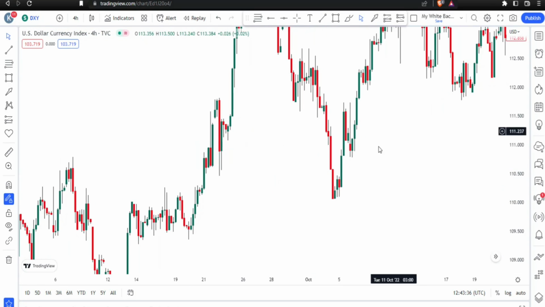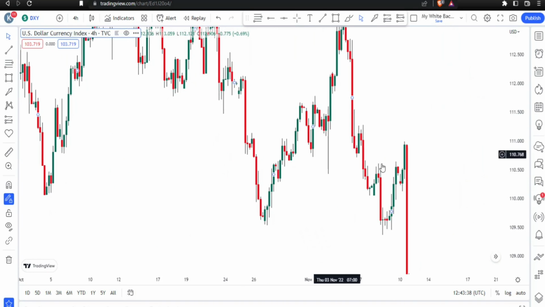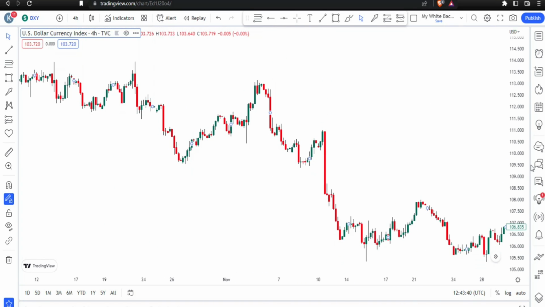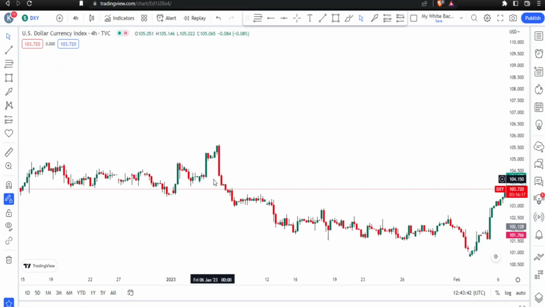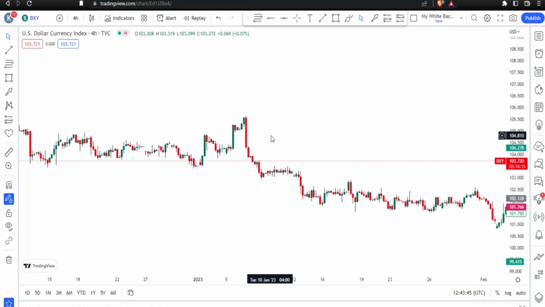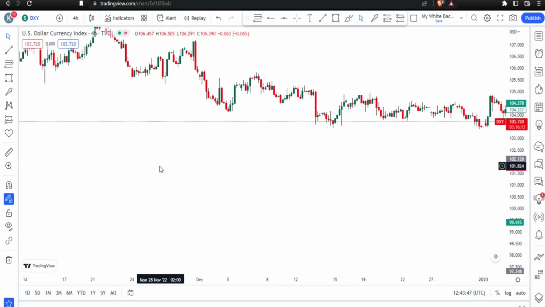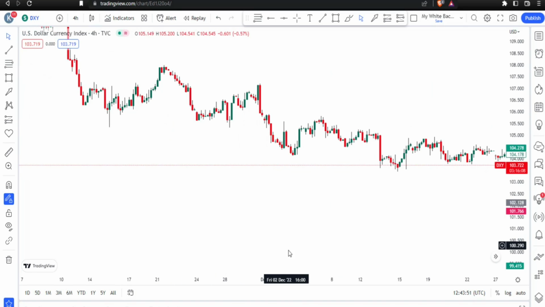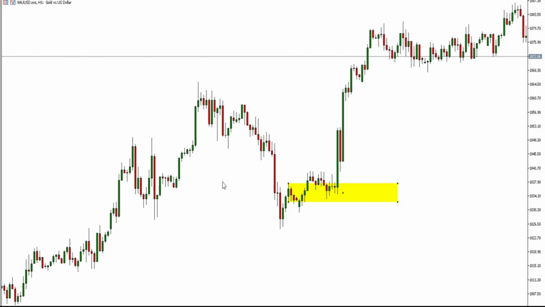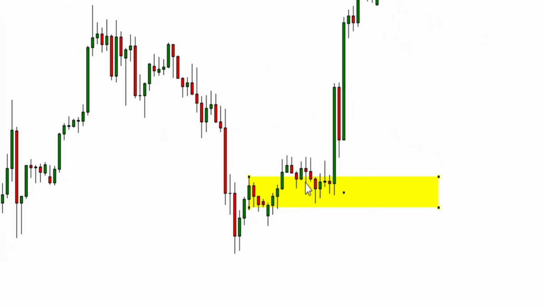I've also made a video on how to use a breaker block. This is a mitigation block, so we don't want to force our opinion on it. So let's check another one if we can find it. And if we cannot find them, let me go to my MT5, and then we're going to find another one. Okay, this is my MT5 and this is gold, and you can see another one right here. I'm going to show you how I take trades with this.